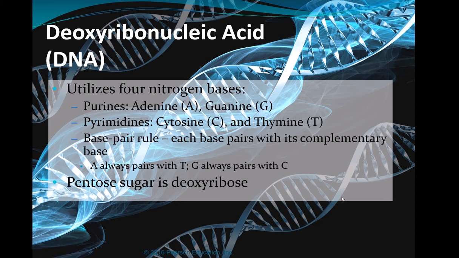So DNA uses 4 nitrogenous bases: adenine, guanine, cytosine, and thymine, and they base pair with each other. It's called a complementary kind of pairing. A will always pair with T, G will always pair with C, and vice versa. So C always pairs with G, and so on and so forth. The pentose sugar that is found in DNA is deoxyribose, hence deoxyribonucleic acid.